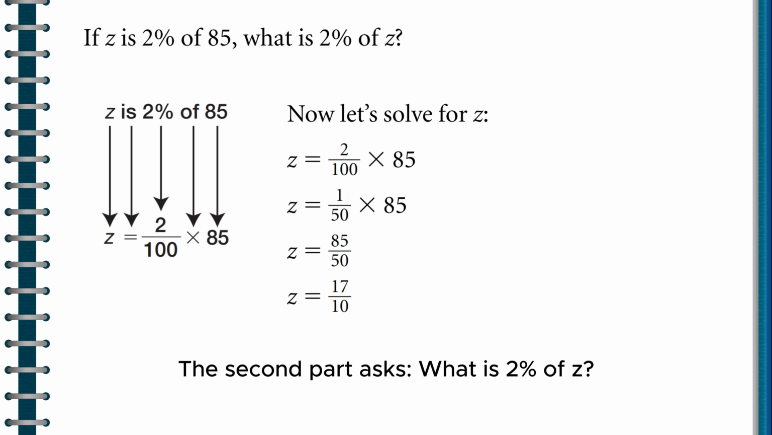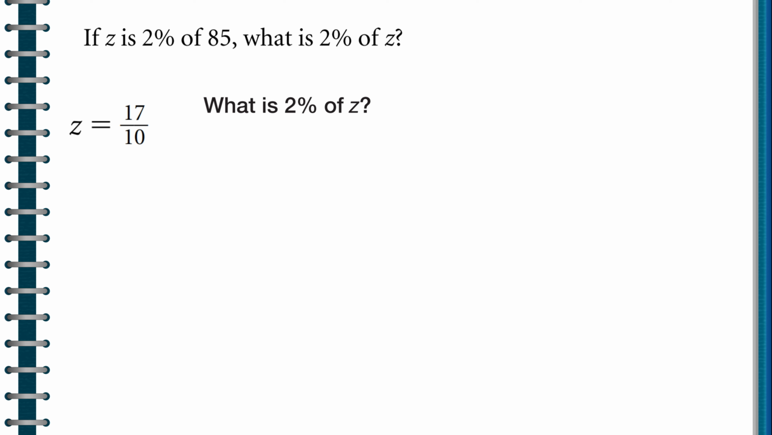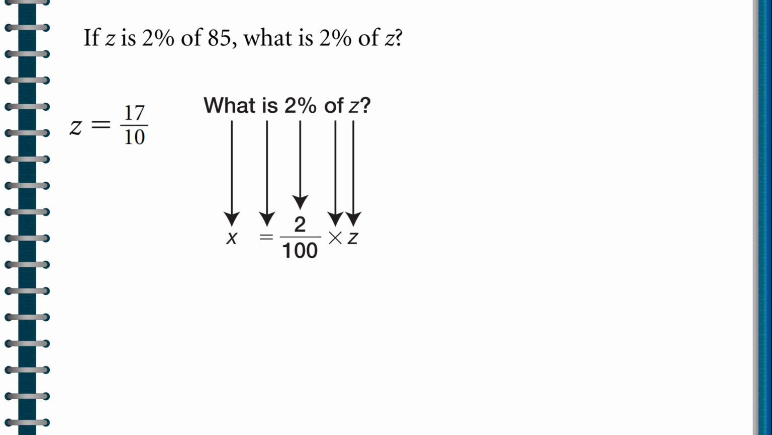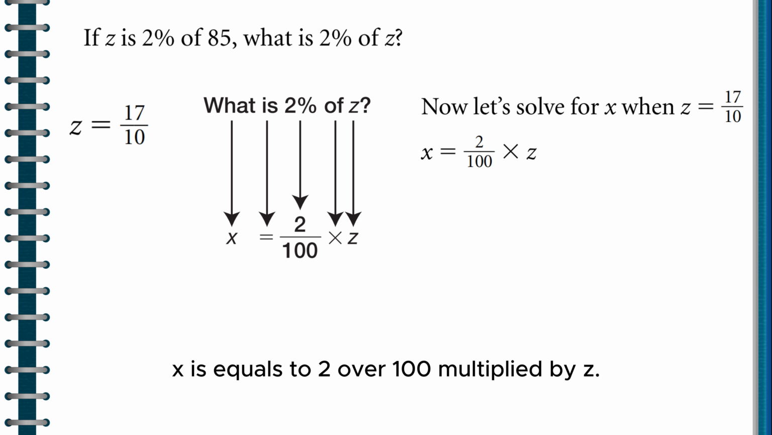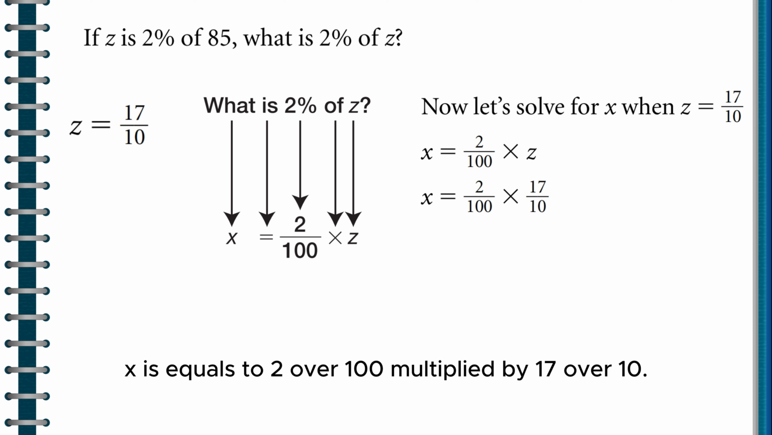The second part asks, what is 2% of z? Let's translate. We can express this second part as x equals 2 over 100 multiplied by z. Now let's solve for x when we know that z is equal to 17 over 10. X is equal to 2 over 100 multiplied by z. By plugging in the value of z, x is equal to 2 over 100 multiplied by 17 over 10.